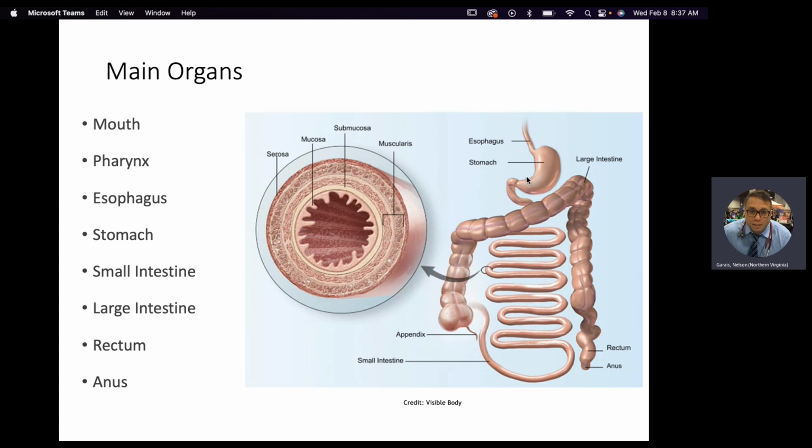This whole entire system is called the gastrointestinal because the stars are your stomach, gastro, and of course your intestines. This whole entire pathway is also called the alimentary tract. That is ALIMENTARY. So it starts at the mouth, ends at the anus.